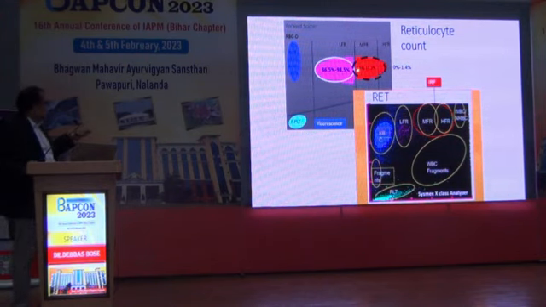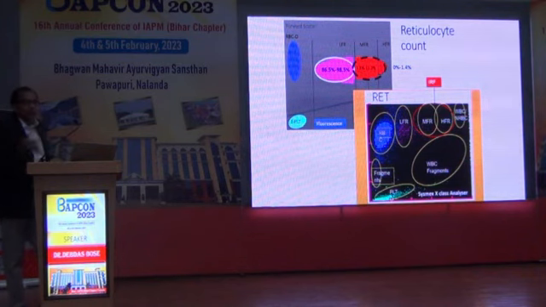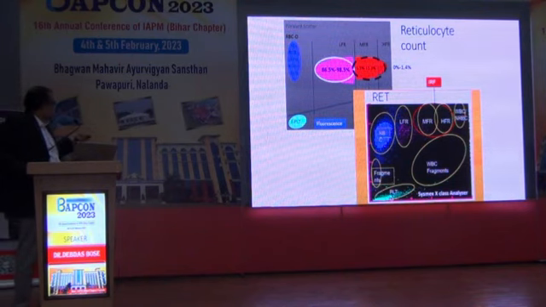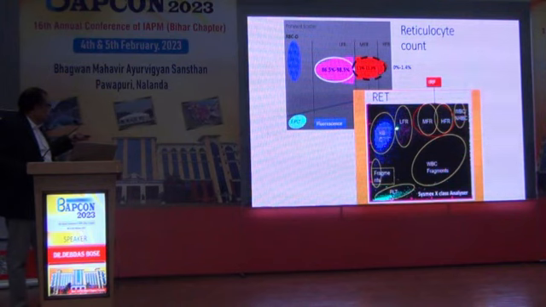The reticulocytes take up different types of fluorescence. If it is low fluorescence, this is the normal one. Most of the reticulocytes are low fluorescence. Only mid fluorescence and high fluorescence are hardly 1 to 2%, usually. But see here the reticulocytes, see this low, mid, and high. Okay. These are the other cells.